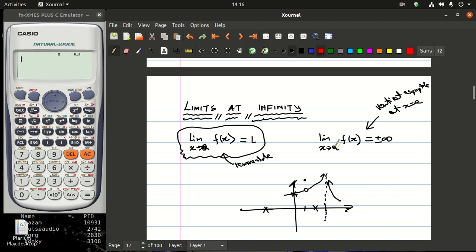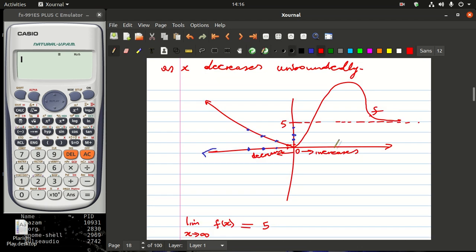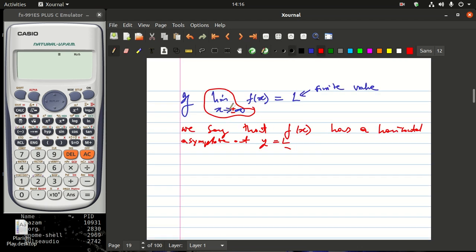So now we're switching things around and say that our x is actually increasing unboundedly or is decreasing unboundedly, and we want to say, is this function also increasing unboundedly, or is it decreasing unboundedly? So that's what is actually important.